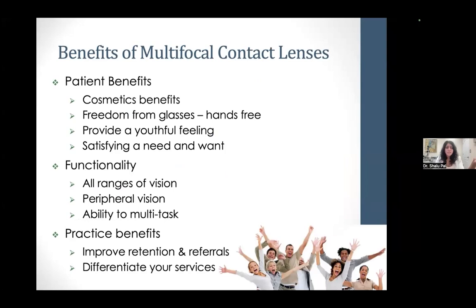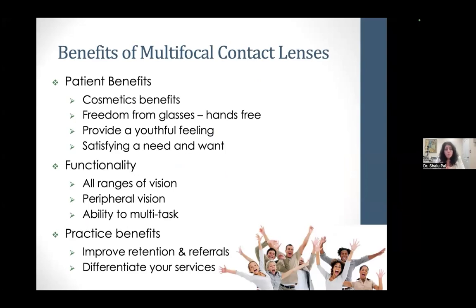What are the advantages of having contact lenses and fitting multifocal contact lenses in your office? Patients want them. They want them. And they are going to leave your practice if you don't offer them. And how do I know that? Because I have patients that come to me that say, my doc doesn't fit multifocal contacts. And I'm like, who's your doctor? And I'm like, they do. They just didn't talk to you about it.